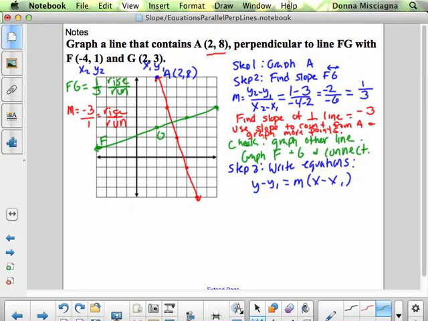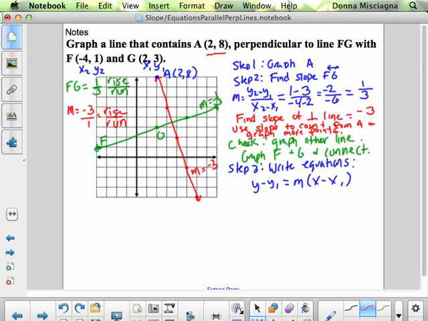All right, and the slopes of these lines we can see are negative reciprocals. We can see the points, right? And we can see that line FG has a slope of 1/3. And we can see that the line that goes through point A has a slope of -3. So those are definitely perpendicular lines. Let's go ahead and write the equations of both lines.